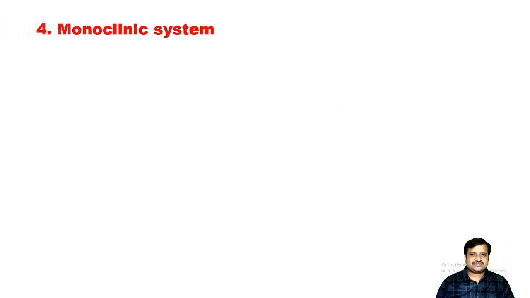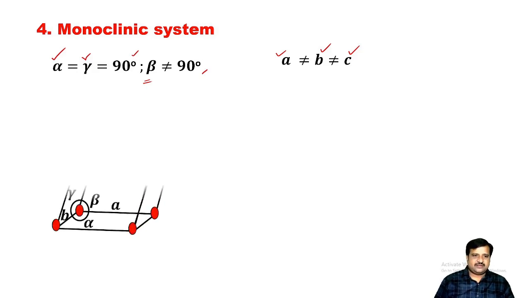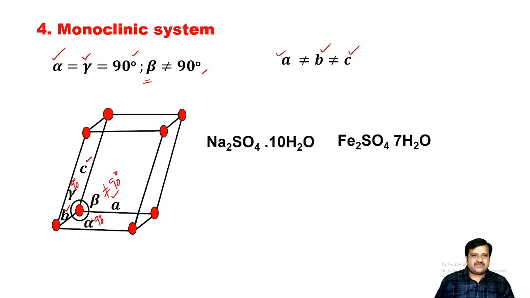Next, the fourth system is the monoclinic system. In the monoclinic system also, A is not equal to B and not equal to C. And the angles alpha equals gamma equals 90 degrees, but beta is not equal to 90. So here A, B and C are different, and alpha and gamma are 90. Beta is not equal to 90 degrees. Okay. So the examples for the monoclinic system are Na2SO4·10H2O and FeSO4·7H2O.